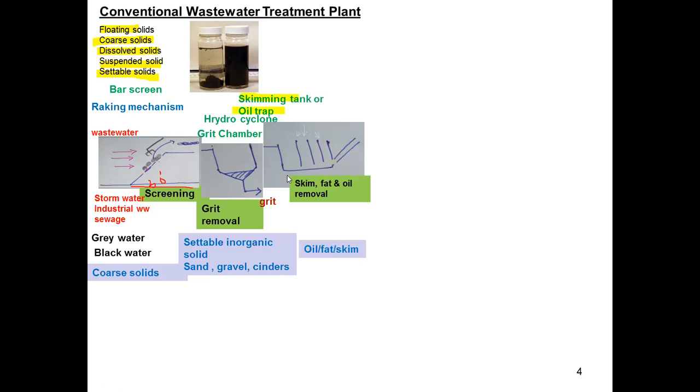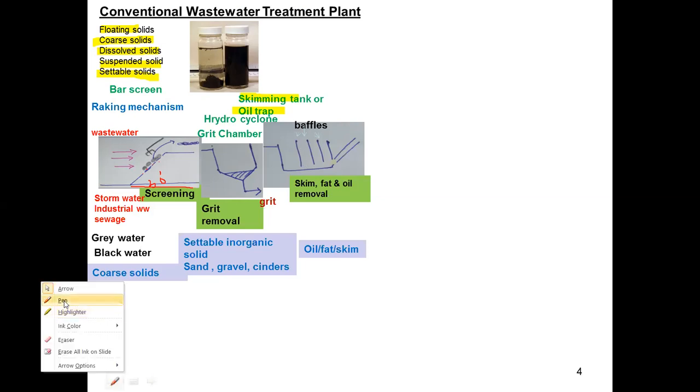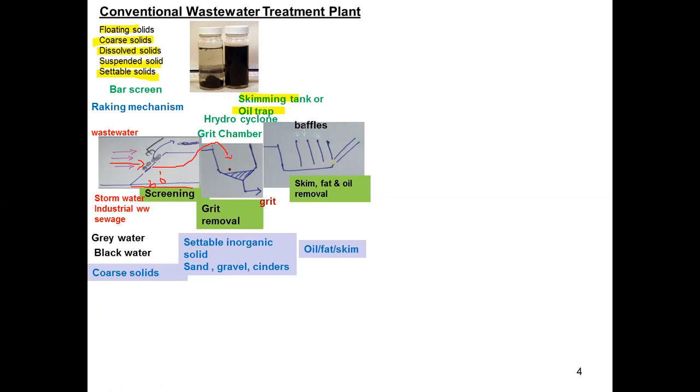So from this third unit operation we can remove oil, fat, skim and also greases. So this is a rectangular vessel where baffles are installed. First the wastewater is going through the screener, then it is going to the grit chamber, then it is coming to the skimming tank. Then there are baffles. So the flow is like this way.